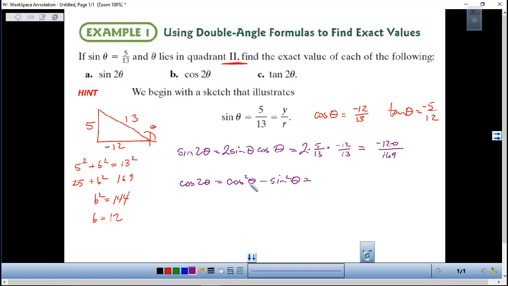And when we plug everything in, cosine squared theta is going to be negative 12 over 13 squared minus sine squared, which is 5 over 13 squared. And when we square both of those, we're going to get 144 over 169 minus 25 over 169. And we do that subtraction. 144 minus 25. 144 minus 5 is going to give us 139, minus 20 more is going to give us 119 over 169.